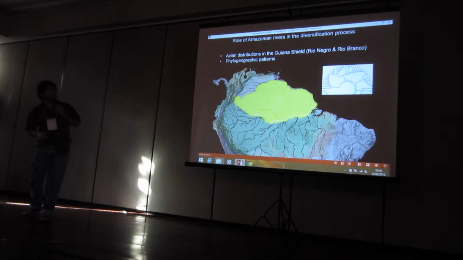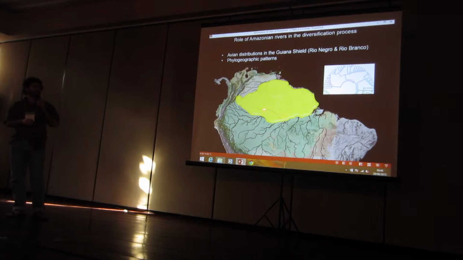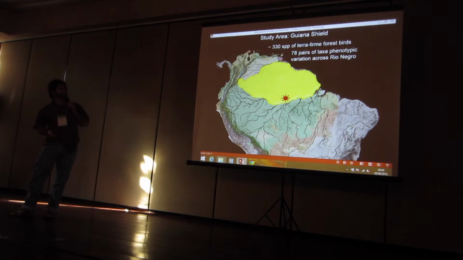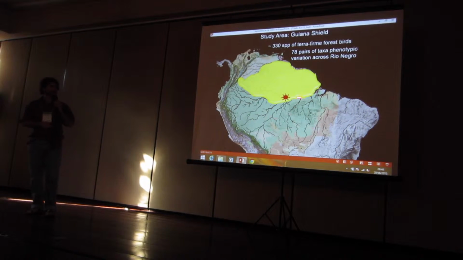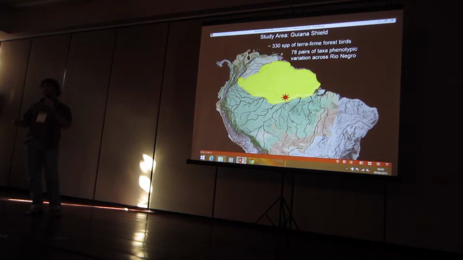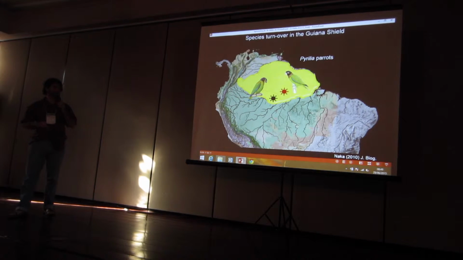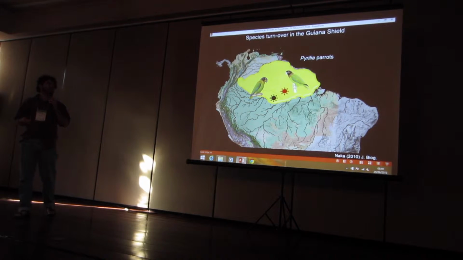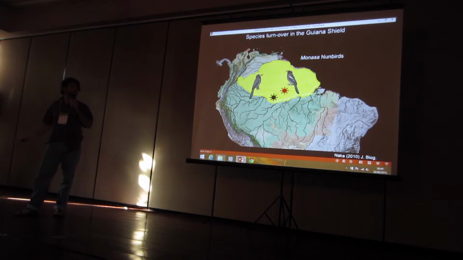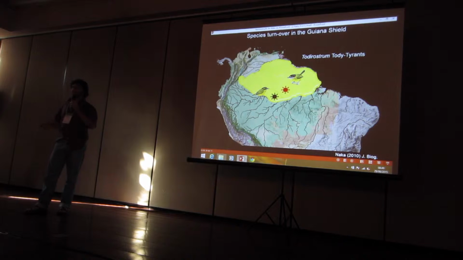So here we have the Rio Negro and the Rio Branco. Camila paved the way for us. As you know, as Camila said, if you are in Manaus and you look to the other side of the river, there are about 78 pairs of taxa that replace one another. And this includes parrots, different species of barbets, nunbirds, tawny terns, flycatchers, etc.